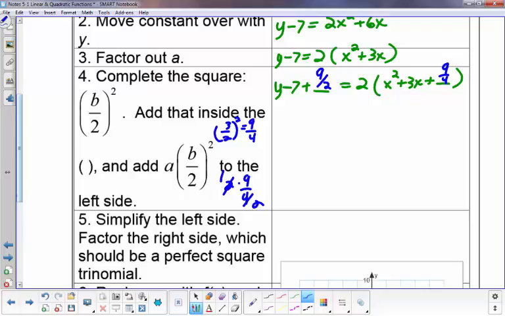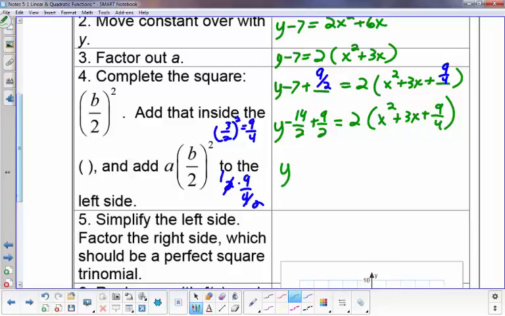All right, at that point, we want to add like terms. So I'm going to convert the 7 to 14 over 2, so minus 14 over 2 plus 9 over 2 equals 2 times x squared plus 3x plus 9 over 4. So on the left-hand side, we get y minus 5 over 2 equals 2 times x plus 3 over 2 squared.